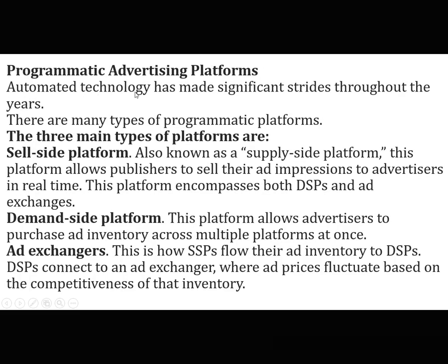Programmatic advertising platforms, automated technology has made significant strides throughout. There are many types of programmatic platforms. The three main types of platforms are the sell-side platform, also known as the supply-side platform. This platform allows publishers to sell their ad impressions to advertisers in real time. This platform encompasses both DSPs and ad exchanges. Demand-side platform. This platform allows advertisers to purchase ad inventory across multiple platforms at once. Ad exchanges. This is how SSPs flow their ad inventory to DSPs. DSPs connect to an ad exchange where ad prices fluctuate based on the competitiveness of that inventory.